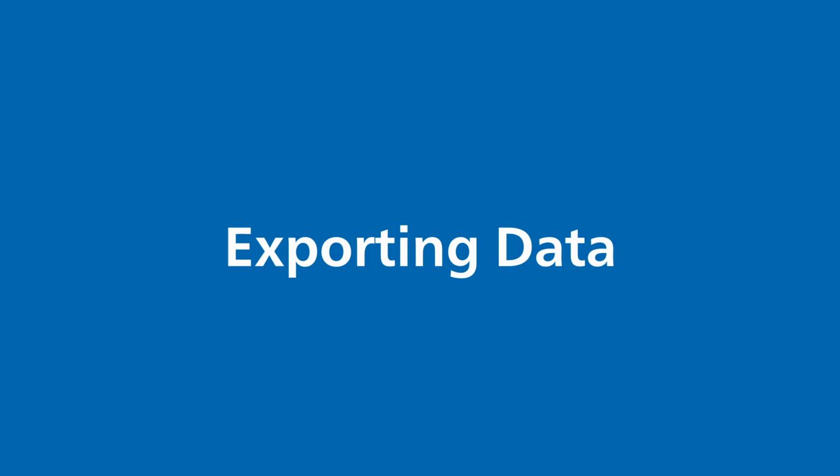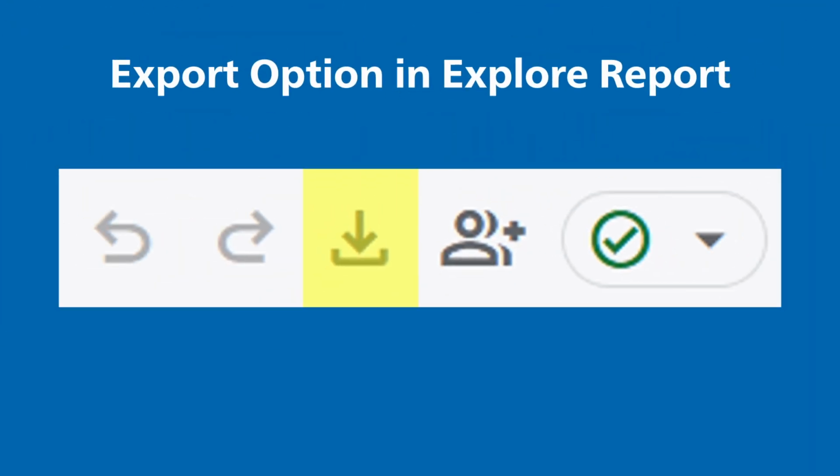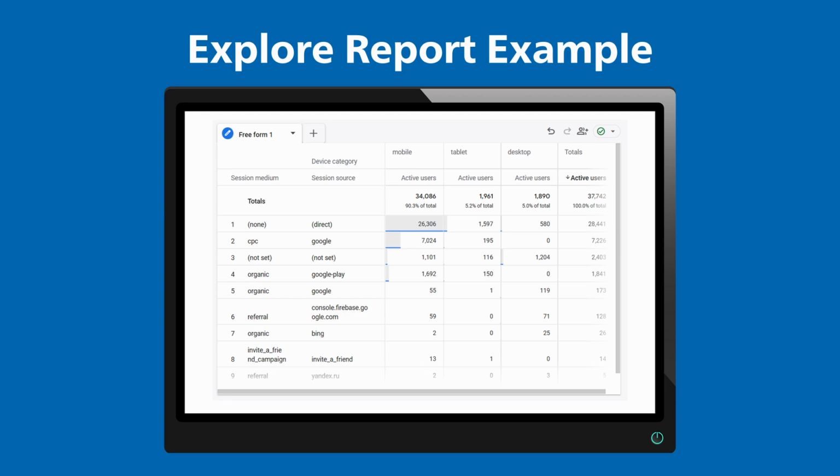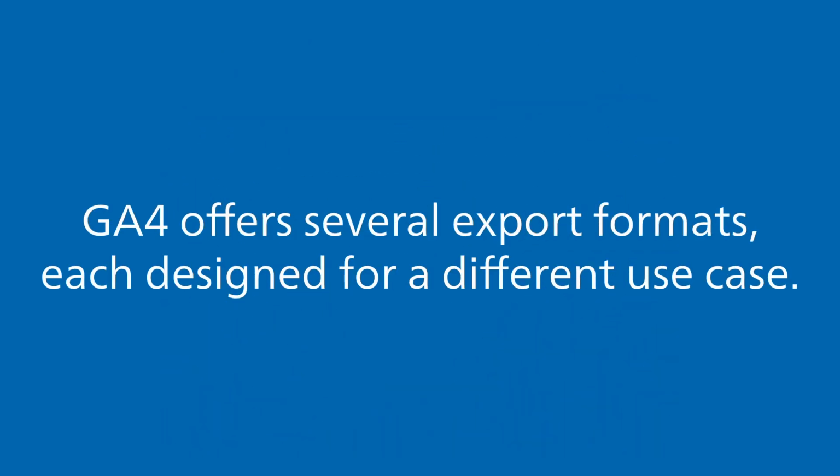Let's start with exporting data. In GA4, exporting is handled directly from the Explore workspace. When you click the export icon, you're exporting the data behind the table or visualization you're currently looking at, not the entire property or dataset. GA4 offers several export formats, each designed for a different use case.